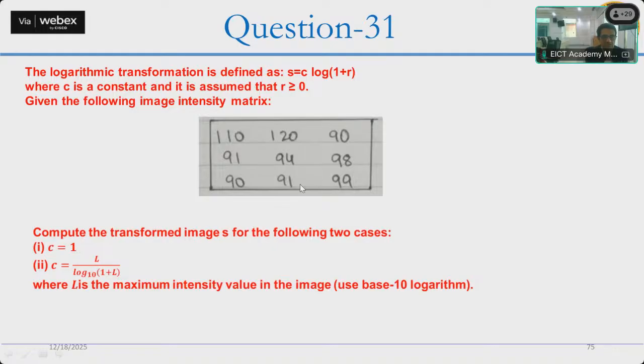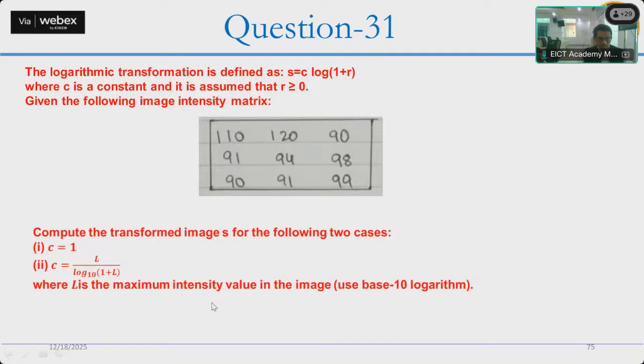So some image intensity matrix is given, meaning r is given. Now they are asking us to compute the transformed image s for two cases: c equal to 1, and c equal to L upon log(1 plus r), where L is the maximum intensity value in the image.